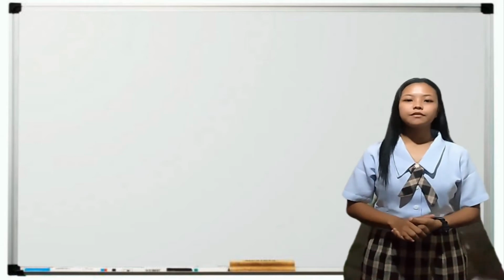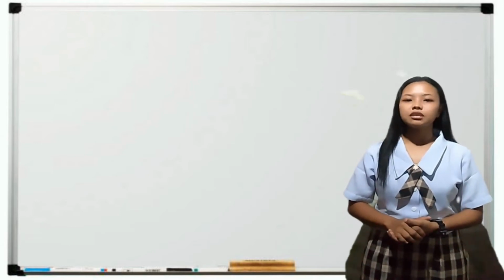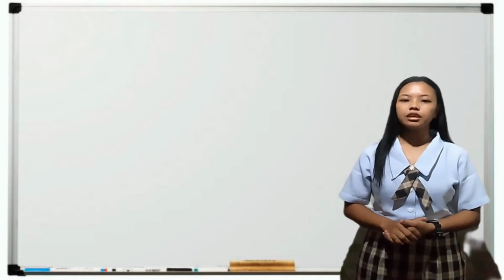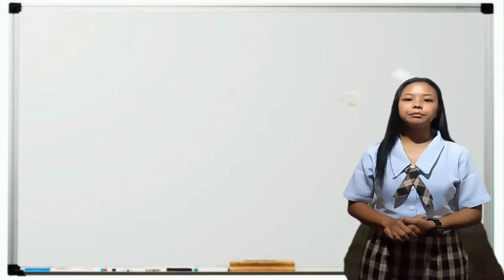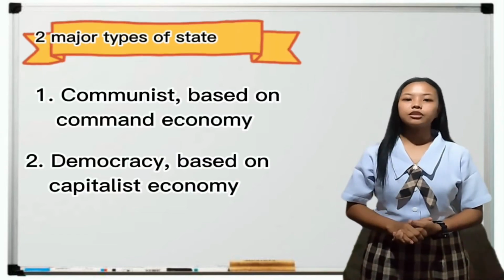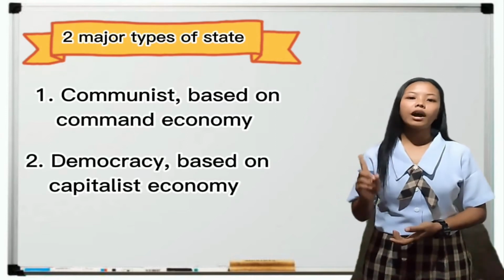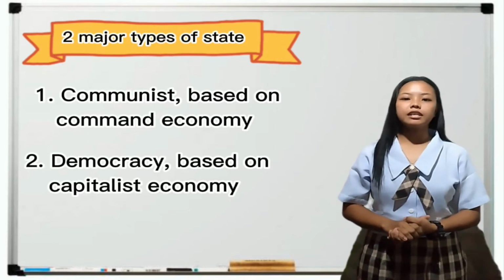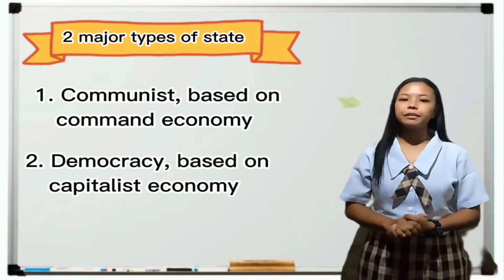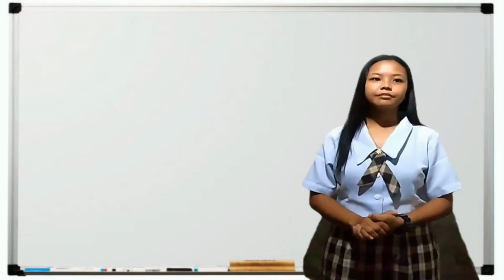There are different models of social institutions used in different countries nowadays. Most are inspired by the long history of their country, while others are influenced by other nations. There are two major types of state or social institutions. One, the communist, which is based on a command economy. Two, the democracy, which is based on capitalism or a capitalist economy.